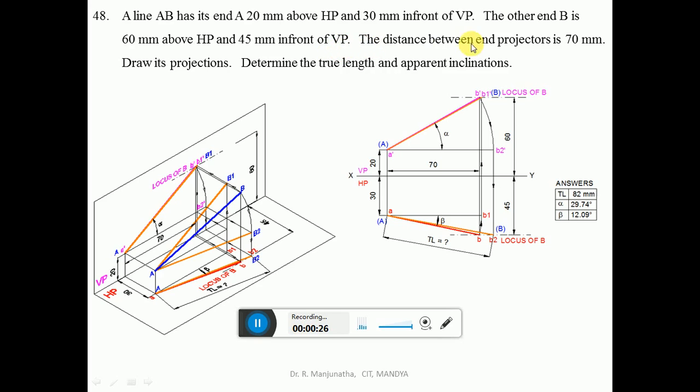The distance between the end projectors is 70 mm. Draw its projections. Determine the true length and apparent inclinations.